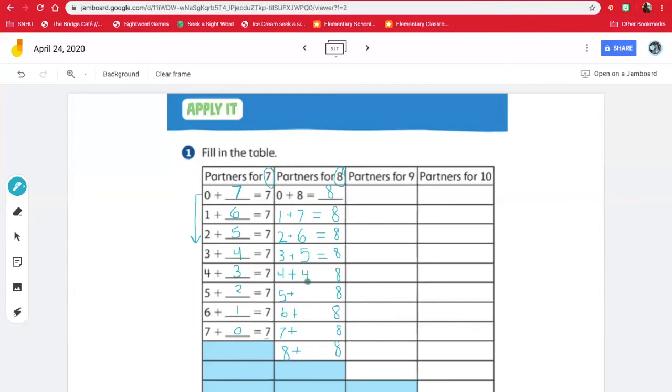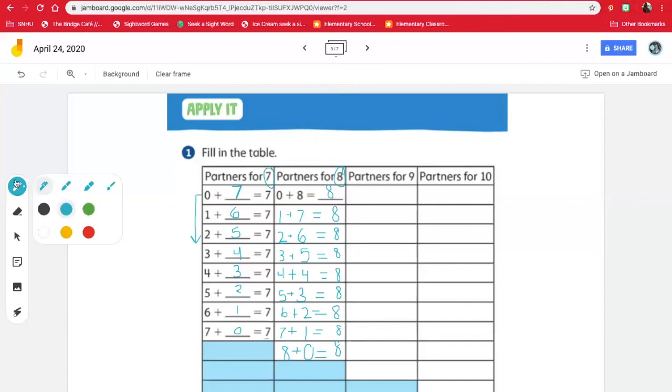4 plus 4 equals 8. That's a fact we know because it's double. 5 plus 3 equals 8. 1 less than 3 is 2. 6 plus 2 equals 8. And 1 less than 2 is 1. Now what number comes before 1? 0. 8 plus 0 equals 8.